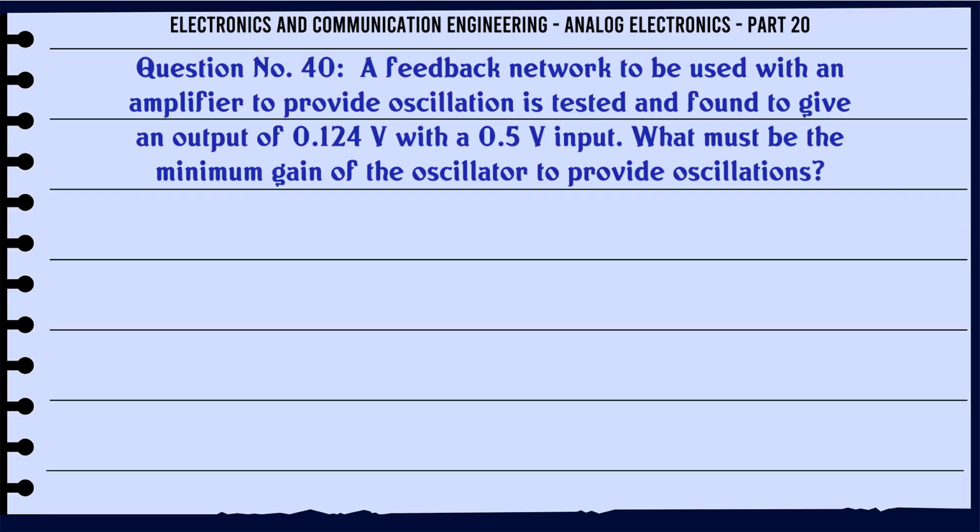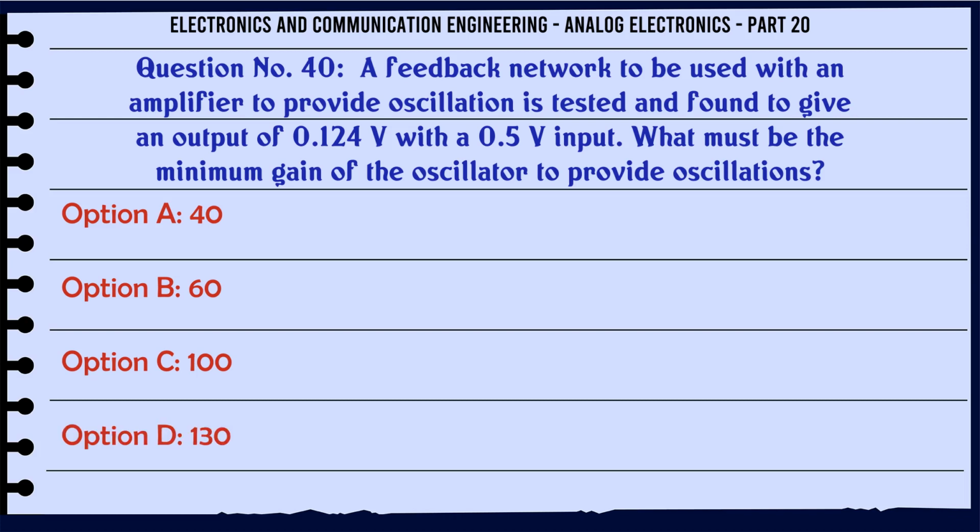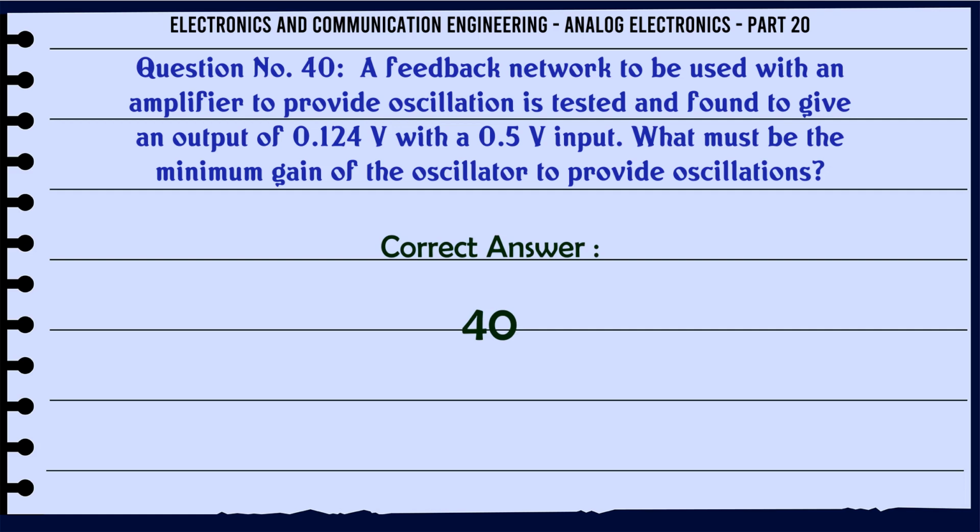A feedback network to be used with an amplifier to provide oscillation is tested and found to give an output of 0.124 V with a 0.5 V input. What must be the minimum gain of the oscillator to provide oscillations? A. 40, B. 60, C. 100, D. 130. The correct answer is 40.